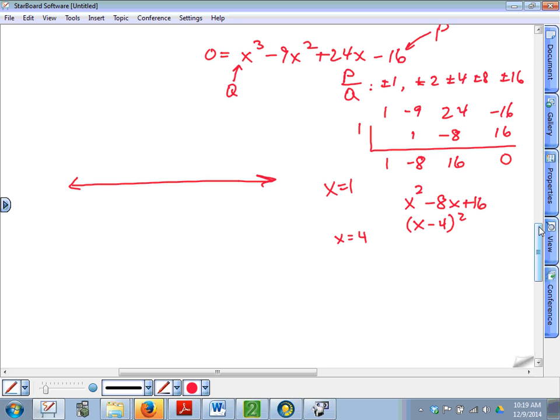We know that x equals 1 works because we got a remainder of 0. So x equals 1 has to be a 0 of this polynomial. Then we were left with this reduced polynomial that just factors into that, and if you set that equal to 0, you get x equals 4. So those are your two critical numbers. Are we testing for increasing? We're testing for the extrema.